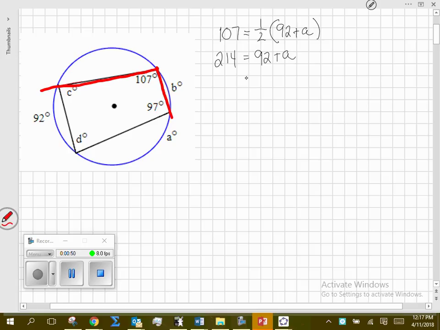And then you subtract the 92 from the 214. Okay, so 214 minus 92 is 122. Yep. So then A equals 122. Would you guys agree that that subtraction is kind of hard? Like without using a calculator, right off the top of your head, can you do that quickly?